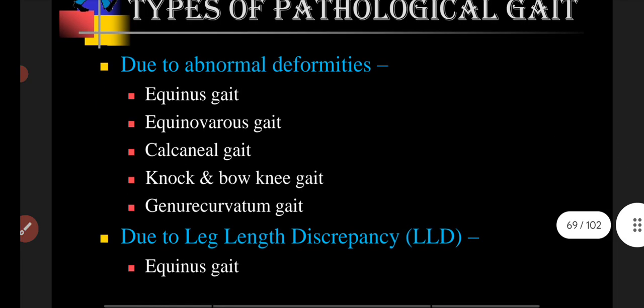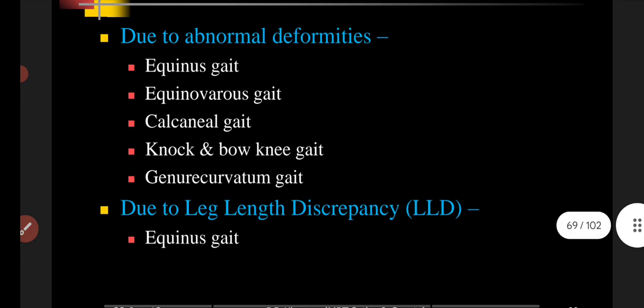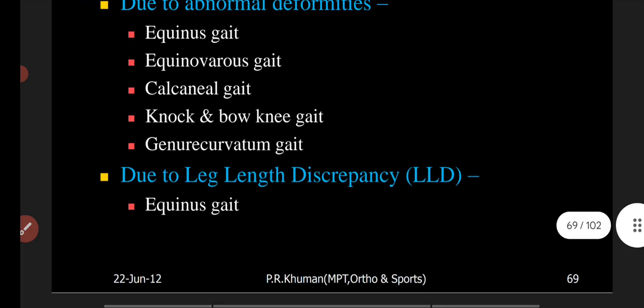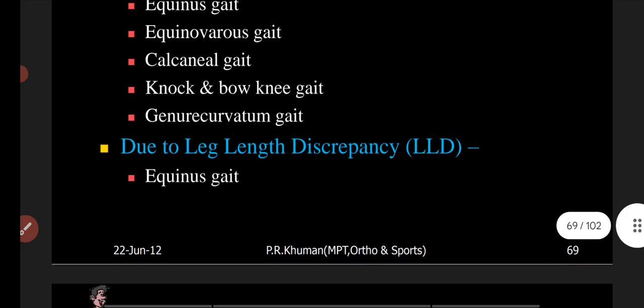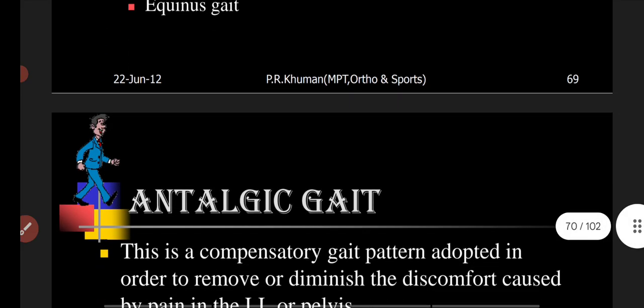Another subtype is due to abnormal deformities, any congenital or acquired deformities occurring due to any cause. In this, there is the equinus gait, equinovarus gait, calcaneus gait, knock knee gait, and genu recurvatum gait. The last one is due to LLD, or leg length discrepancy. In this, you will see only the equinus gait.